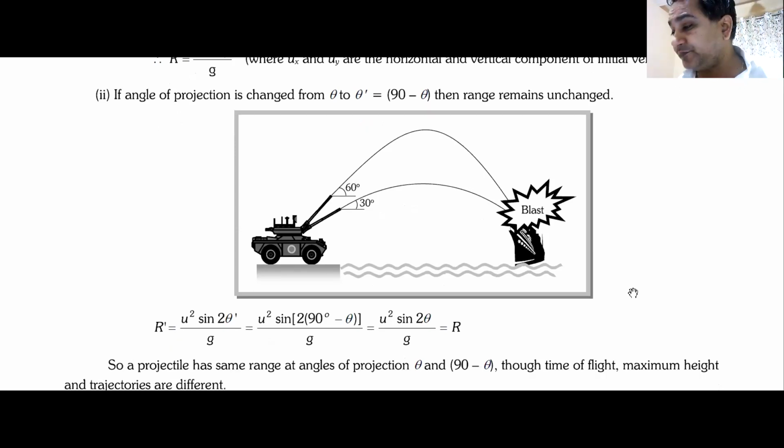But as you can see, when you change the angle, if you make the angle more, maximum height changes. Time of flight changes. As you can see, at 60 degree, it is getting more height. At 30 degree, it was getting less height. The range, though, was same.